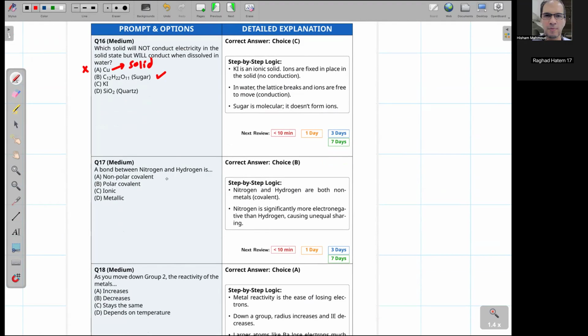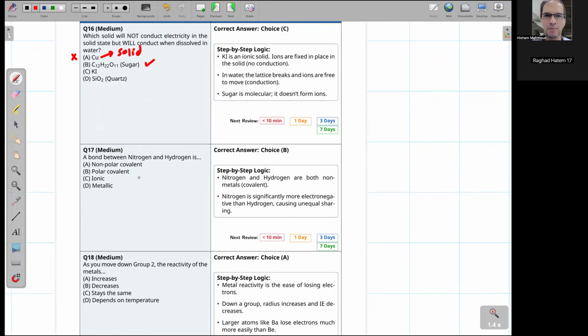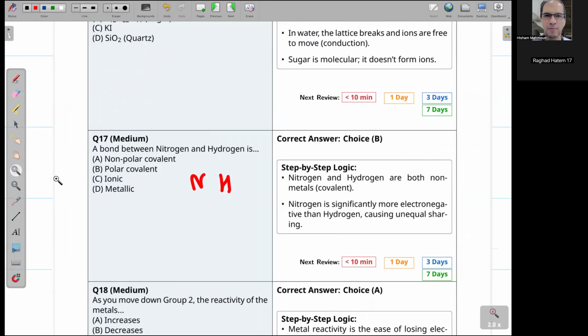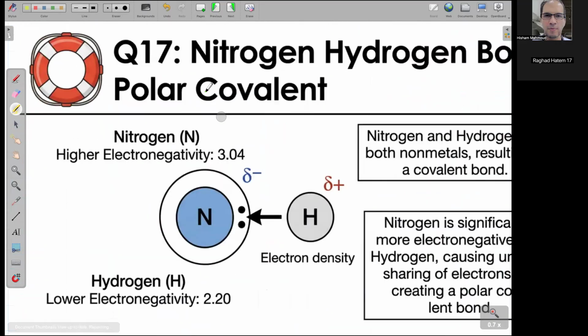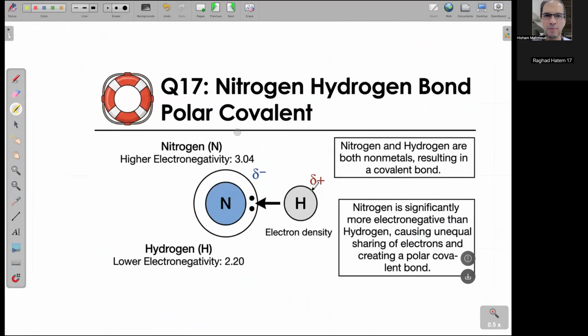A bond between nitrogen and hydrogen: is it non-polar covalent, polar covalent, ionic, or metallic? Polar covalent. Excellent. I know that this is polar covalent, and the proof is that this is a very strong bond. Even the hydrogen bond is strong because it has partial positive and partial negative. Big difference in electronegativity: this is 3.04 and this is 2.20.